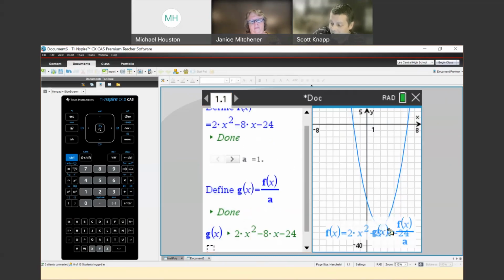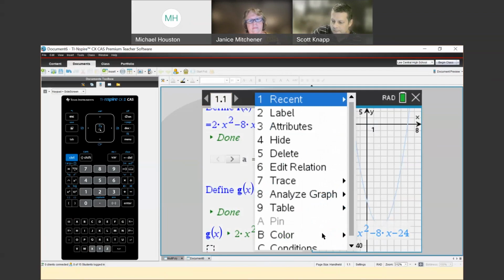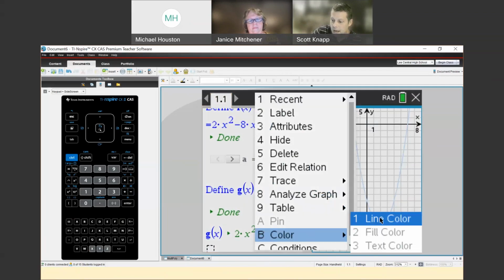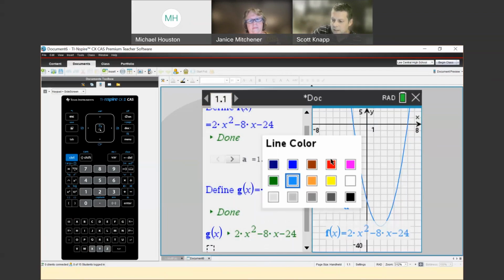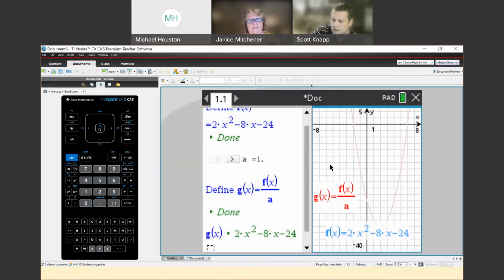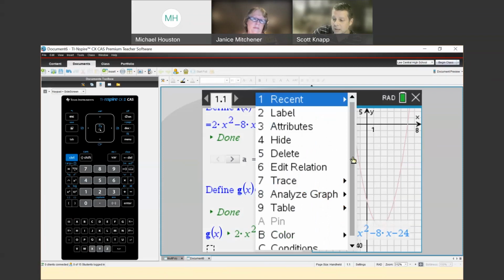Now here's something I'm not happy about, and I want to ask them if they can change it. I want it to be in a different color. They put them both in the Dodger blue. So I'm going to quickly come over here and just change the color on g there. Change it to be red so that there's some distinction between the two. Okay, and I'm also going to do one other thing. I'm kind of showing off a couple of the Nspire skills here that I really like.